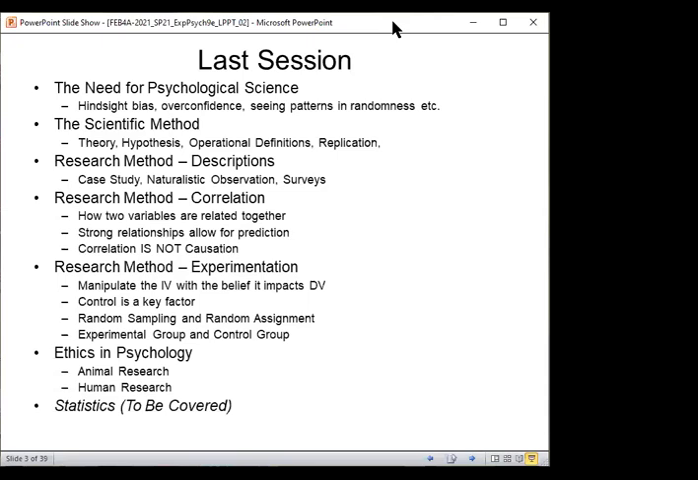The other method that we looked at was correlational research. Correlational research basically can come from descriptive research. A case study, a naturalistic observation, or a survey study may have variables in it that suggest they should be further examined. They are potentially correlated.